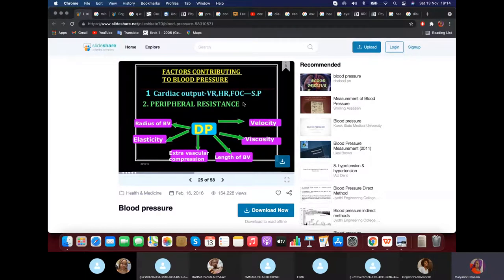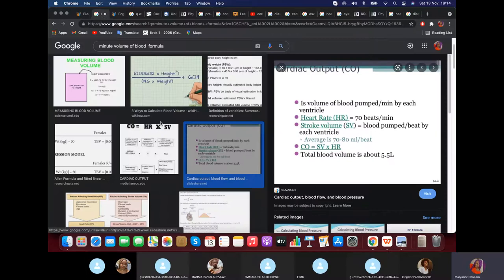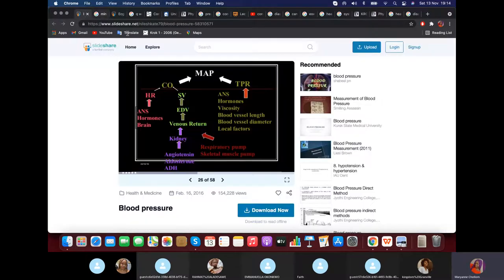Cardiac output, I told you, is stroke volume and heart rate. We'll do that in the next slide. So now, stroke volume. What is stroke volume? Cardiac output is stroke volume times heart rate. Stroke volume is the amount of blood that is pumped by each ventricle. So it is fair to say that if there's an increase in the amount of blood that is pumped by the ventricle, there'll be an increase in cardiac output and there'll be an increase in what?